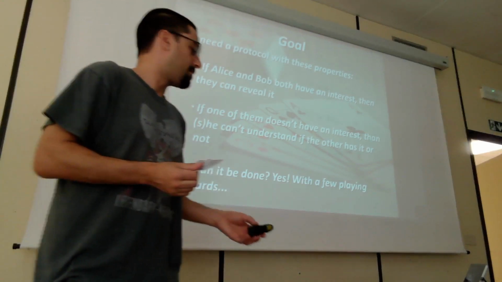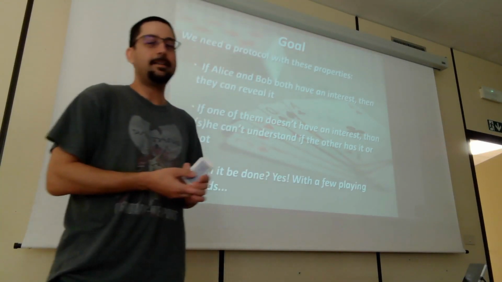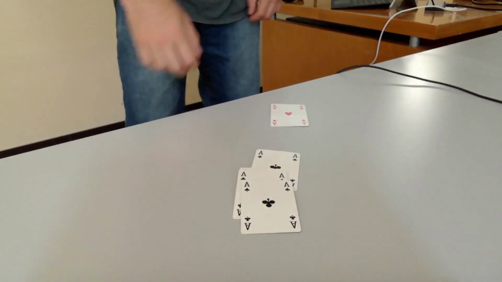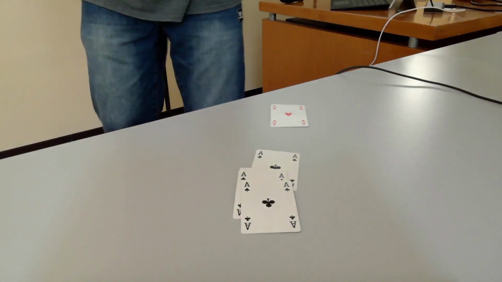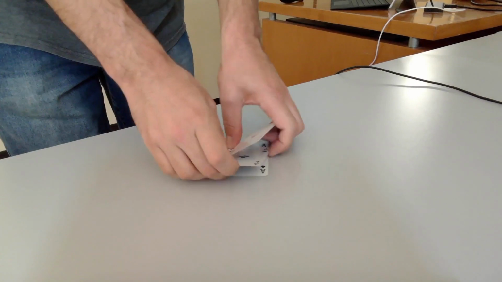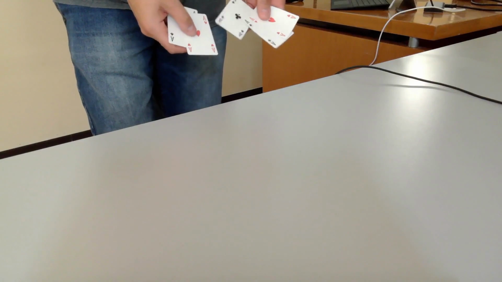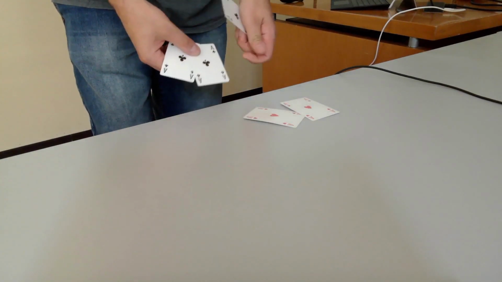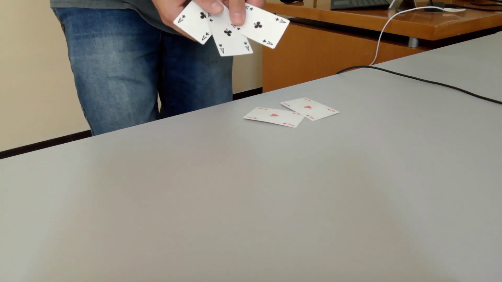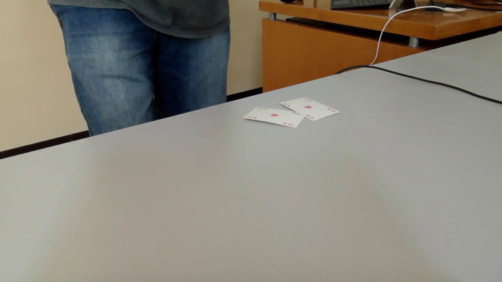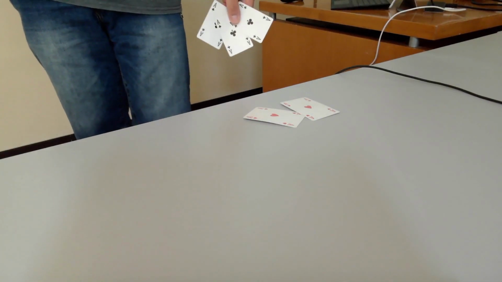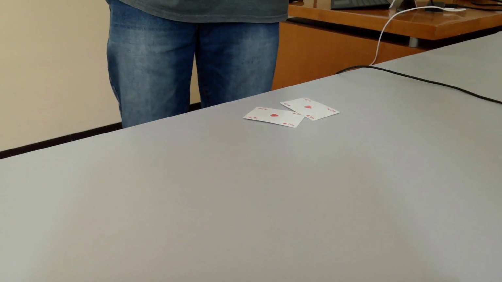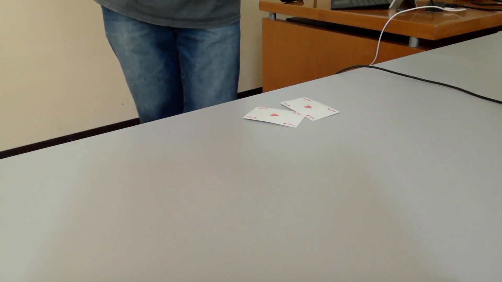So now I will need a volunteer to come. Okay, so basically the idea is the following. We have these 5 cards. We have 2 red cards, 2 aces of hearts, and then we have 3 black cards, the ones with flowers. I think that in English they're called clubs. Right, spades are the other ones, what we call picche in Italian.